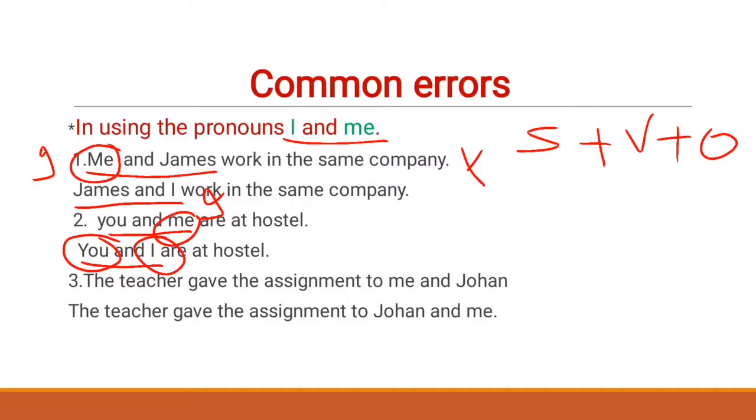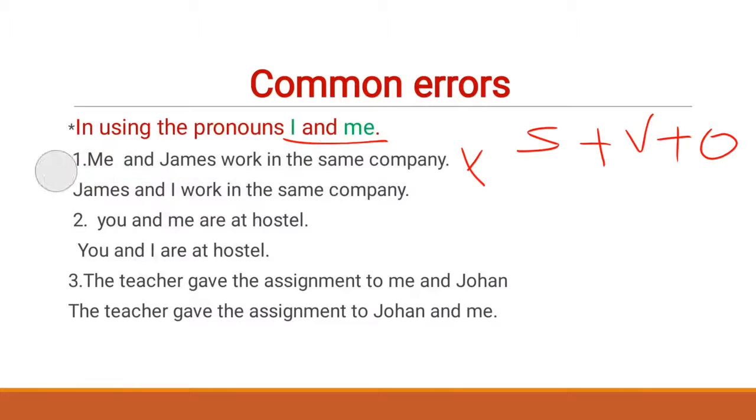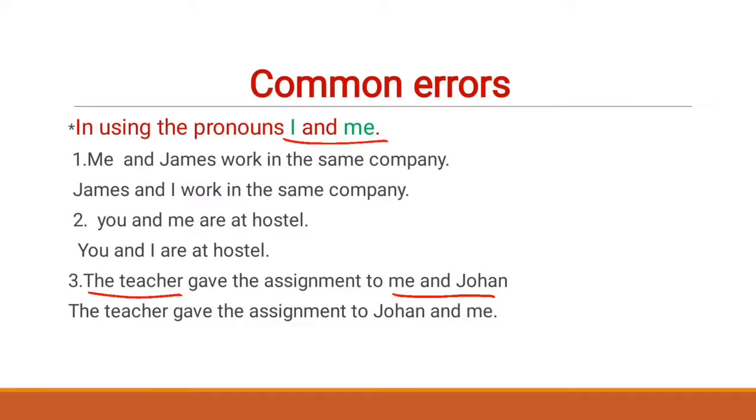When we look at the third sentence, the teacher gave the assignment to me and Johan. Here the teacher is the subject and me and Johan are playing the role of objects. So we will be using the objective case me here. But again, to show respect, we need to place Johan first. So we will be saying, the teacher gave the assignment to Johan and me. I hope now you have understood the importance of placing correct pronouns in the sentences.